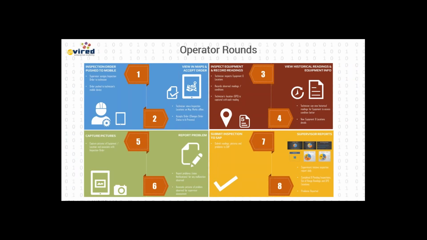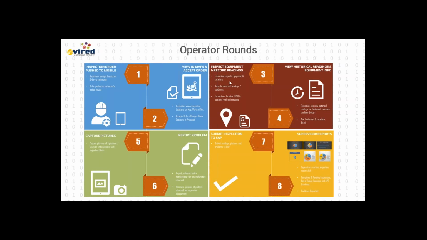Next, we look at maintenance, the operator rounds. How does digitization or a mobile application help operators who are doing inspections? An inspection order gets created and the supervisor assigns the inspection order to a technician. The inspection order is pushed to the technician's mobile device. The technician looks up the mobile device, looks at the order, accepts it, and knows that he has to do an inspection. This can be a daily log or a weekly log or a monthly log. Based on schedule, those inspections are shown to the user on the mobile device for them to go and do the job.